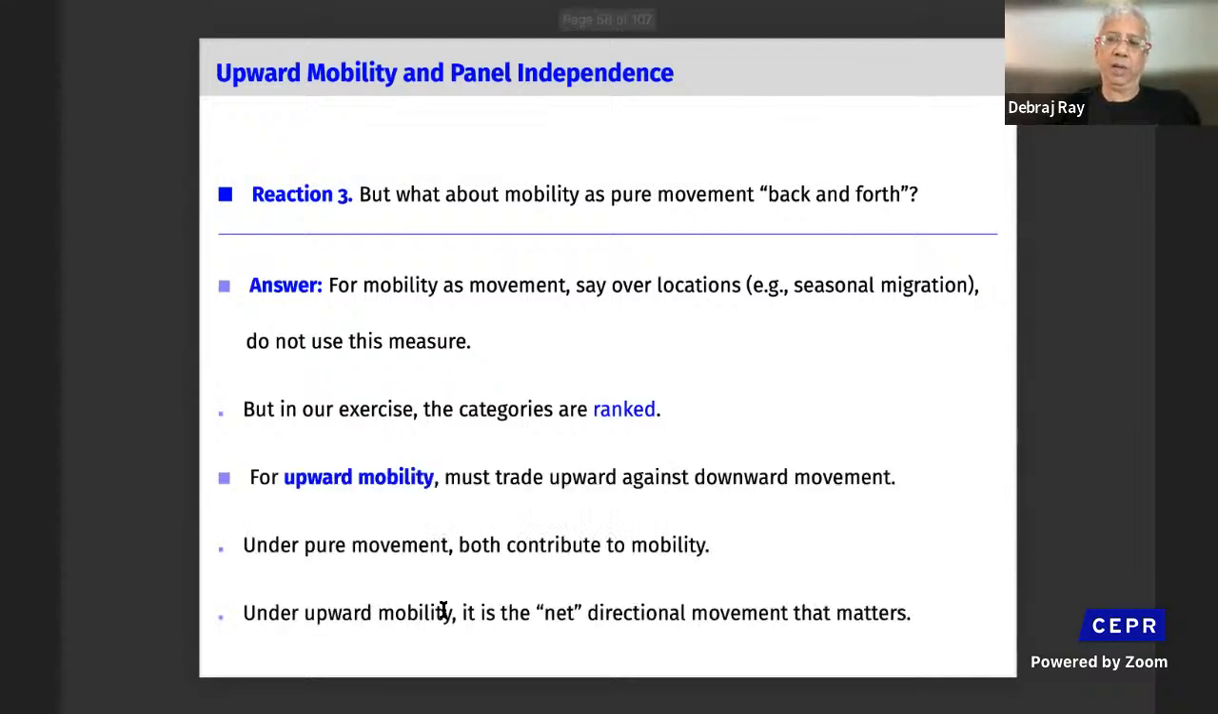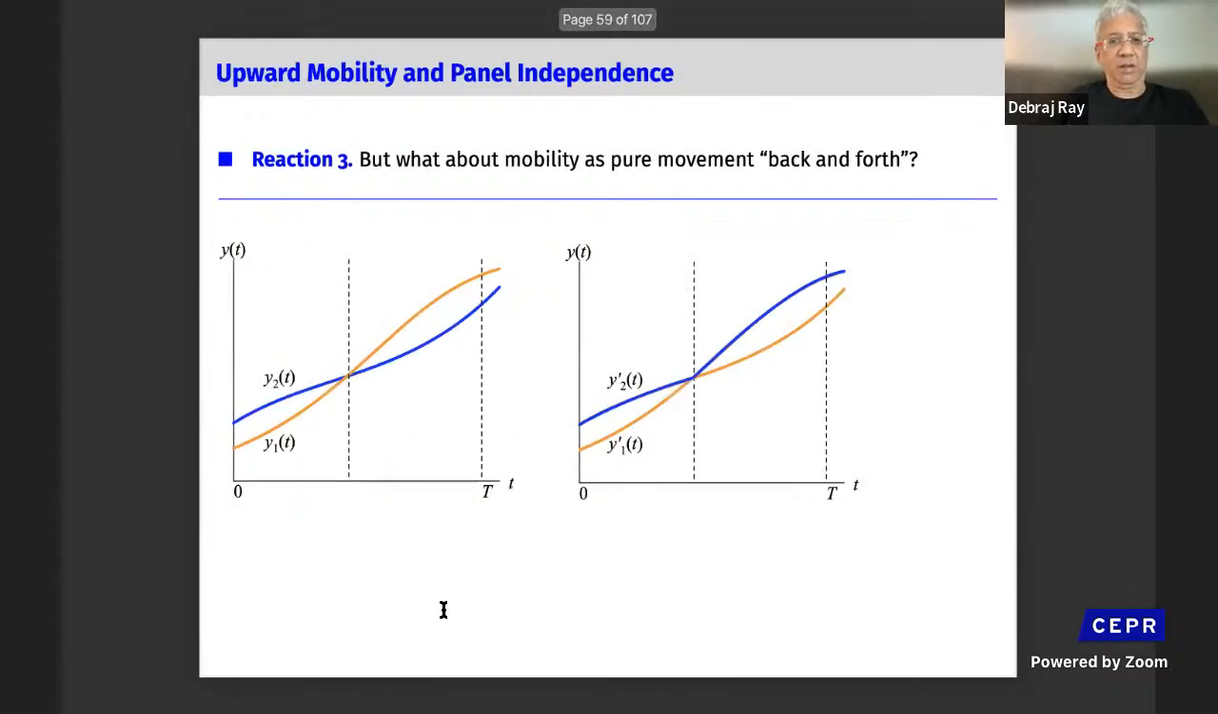So for upward mobility, we have to trade off upward against downward movement. Under pure movement, you can remove the signs, whether they're positive or negative. Both of them contribute to movement, whether it's upward or downward. But under upward mobility, it is the net directional movement that matters. And I'm going to make this as 100% clear as I can make it.